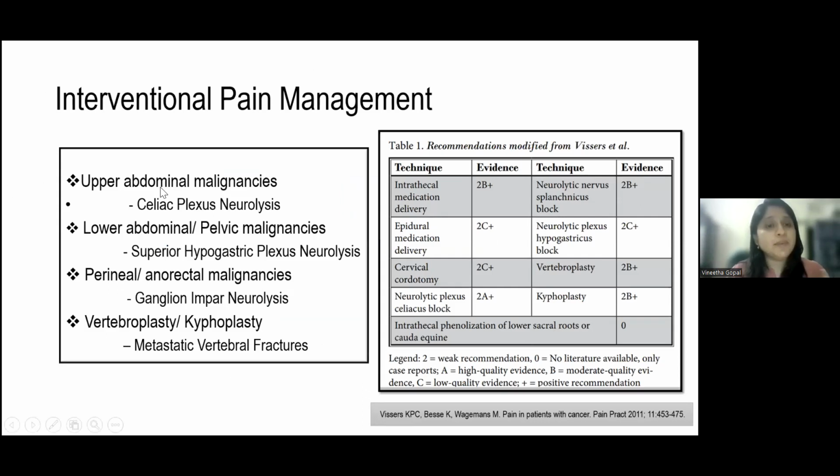So for upper abdominal malignancies, we have celiac plexus neurolysis. And if you look at the evidence, this has the maximum evidence, 2A plus, for cancer-related interventions. For lower abdominal and pelvic malignancies, we have superior hypogastric plexus neurolysis, which has 2C plus evidence. And then for perineal and anorectal pain, we have ganglion impar neurolysis, and vertebroplasty and kyphoplasty for compression fractures, metastatic vertebral fractures.